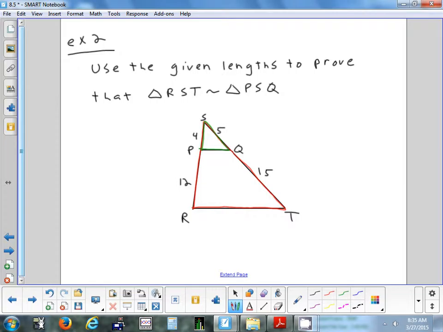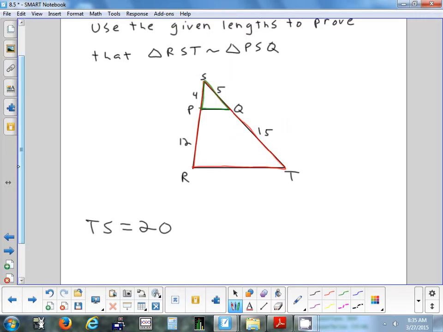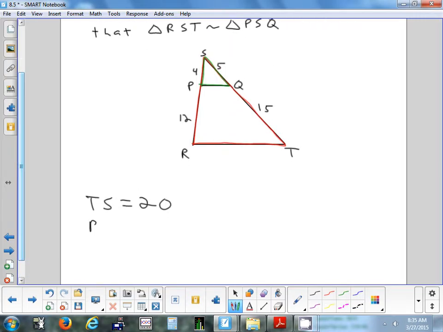Okay, so yep, Connor, what are you thinking? The total length of TS is 20. Yep, that's 20. Okay. So let's write that down. So I'm just going to write down information for now. So TS is 20. What else do you know? RS is 16. Okay, those are a couple numbers we're going to use because those are the sides of the bigger triangle.